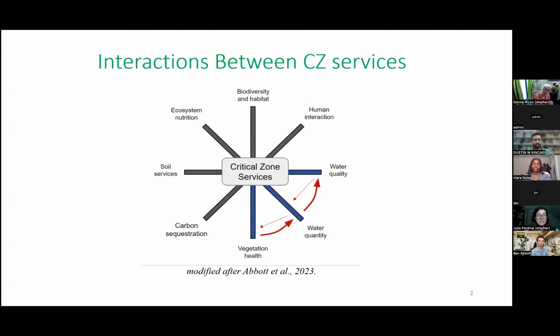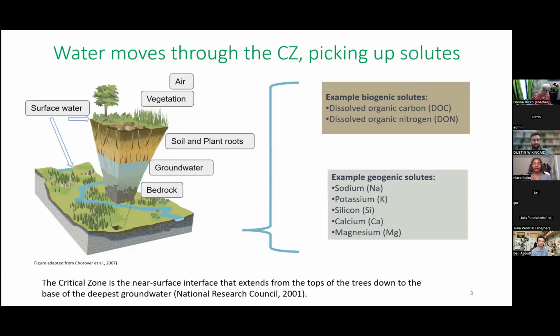My research focuses on the interactions between three specific critical zone services: water quality, water quantity, and vegetation health. We are all familiar with the critical zone. My project is acknowledging how as water moves throughout the critical zone, filtering through the top layer of soil down past the tree roots into groundwater and bedrock, it can pick up different things called solutes on the way down. Those solutes can tell us different things because different solutes are a product of pollution or just subsurface weathering, and that can tell us about the water quality in a certain watershed.